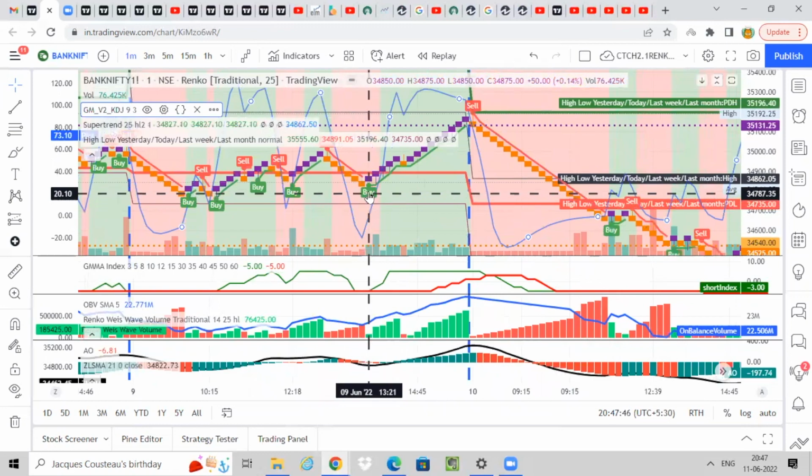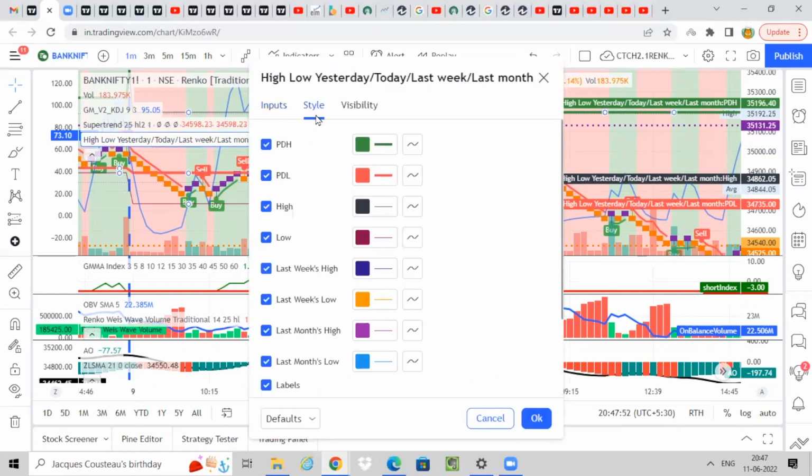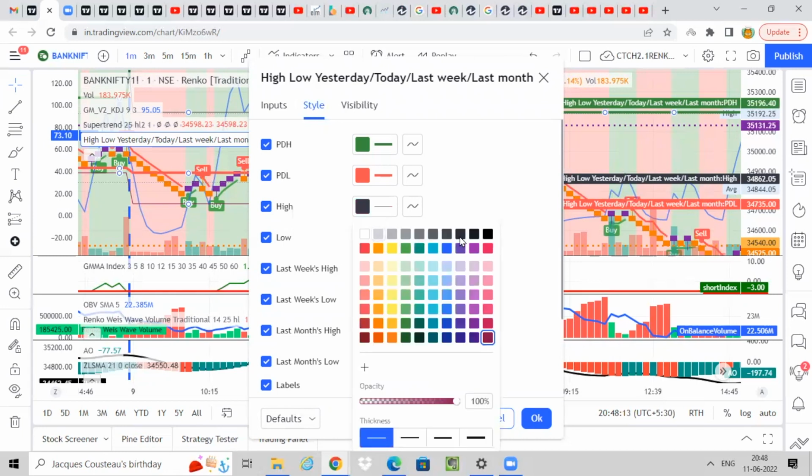Same indicator. Go to style. I will explain the color. See, for PDH and PD low, I put green and red, right? That is previous day high and low. You can get it also in TV charts. Then today's high and low, I've given these two colors. You need to change both into black. Can you change the low also into black? So this is a convention. I have made my convention.